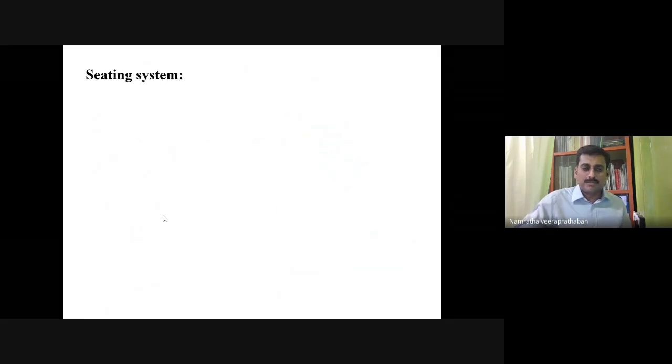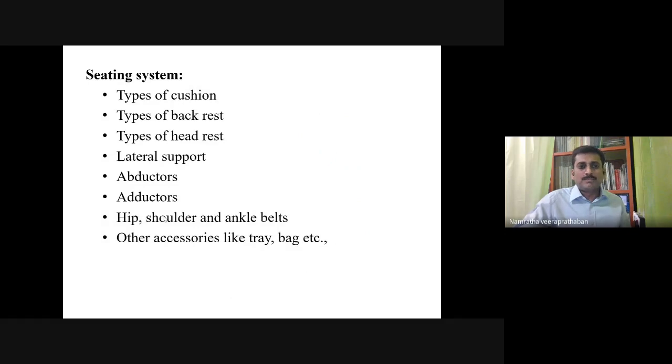Now, let's go to seating system. What is seating system? Seating system means excluding the mobility base, everything remaining comes under the seating system. So what remains is the cushion, the backrest, and the head support, lateral thoracic support, abductors, adductors, and then shoulder belt, hip belt, ankle belts, and other accessories like a tray, bag, etc. All right, this is about seating system. Now, let's go into detail of these things, mobility base and seating system, one by one.